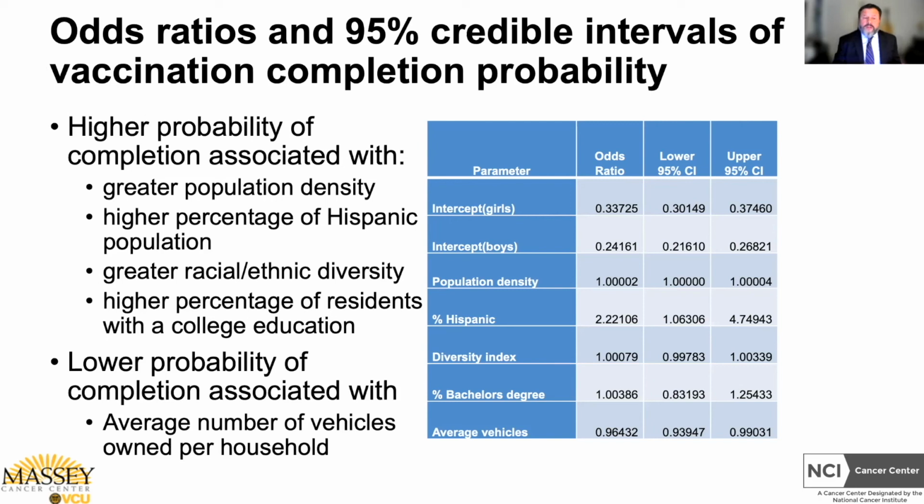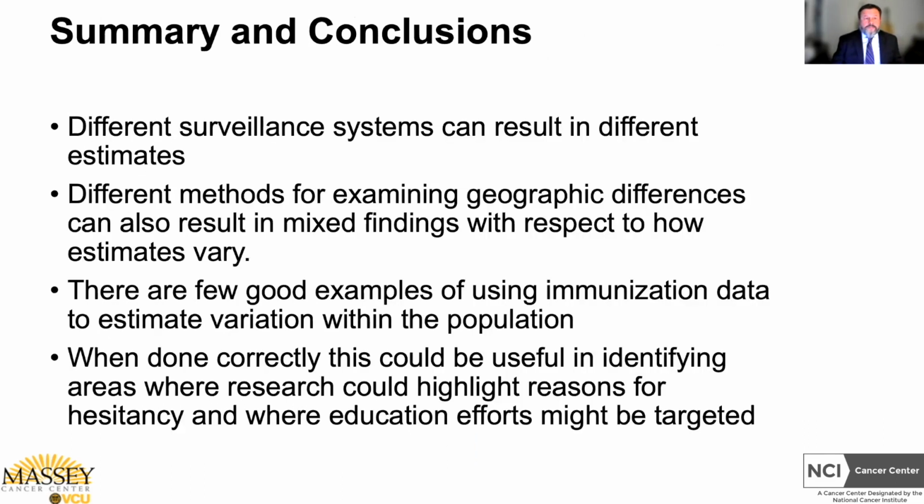We found lower probability of completion associated with the average number of vehicles owned per household. That might suggest that in more rural areas, where residents tend to own more vehicles, farm vehicles, other work vehicles and such, vaccination completion was lower. Of all the variables that we included, these are the ones that were significant in the model.